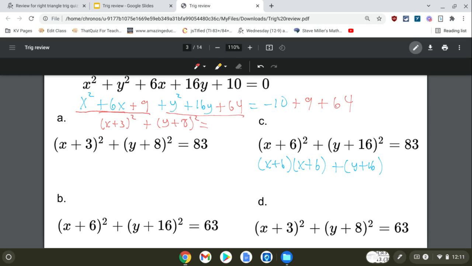And then these terms on the right-hand side are going to represent our radius. What is this? This is -1, and then -1 plus 64 is 63. Looks like D is our answer. Nice.